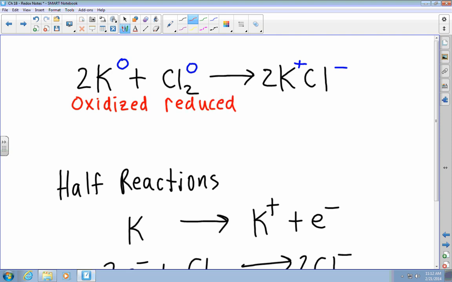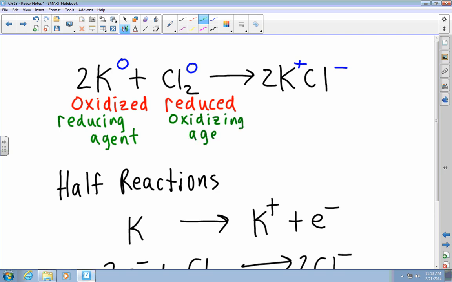So if potassium is being oxidized, it's the what agent? It's the reducing agent. And if chlorine is being reduced, it's the oxidizing agent. So that's good. So we've been able to identify those things in our redox reaction.